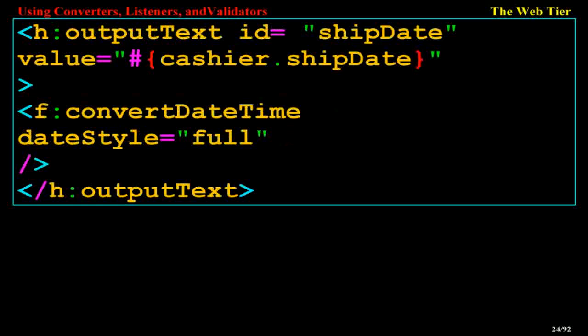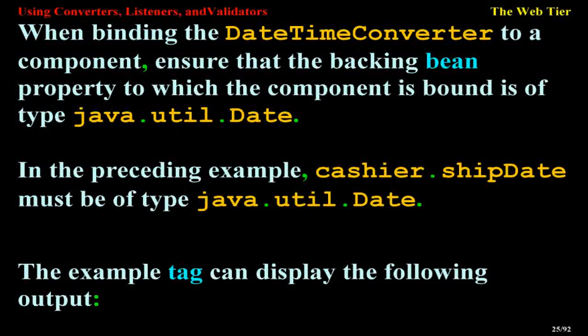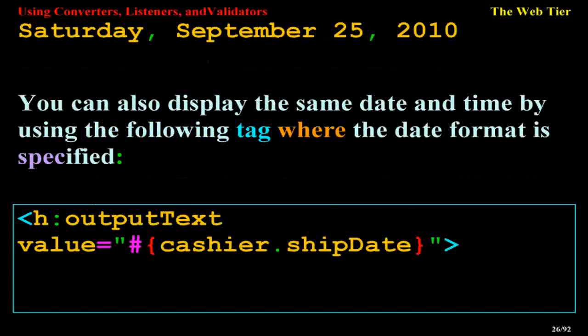When binding the DateTimeConverter to a component, ensure that the backing bean property to which the component is bound is of type java.util.Date. In the preceding example, cashier.shipDate must be of type java.util.Date. The example tag can display the following output: Saturday, September 25, 2010.